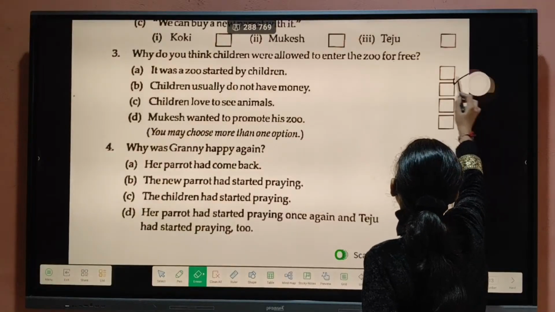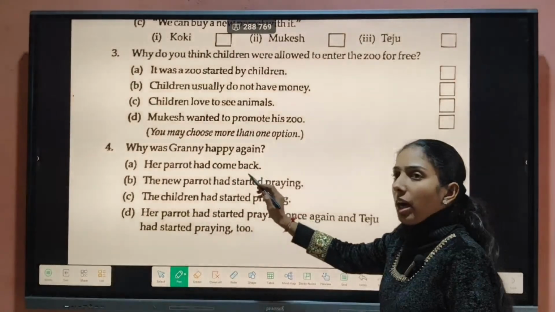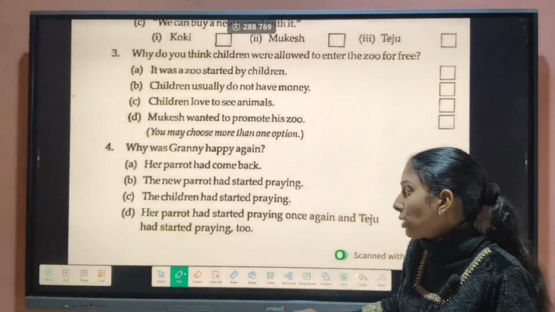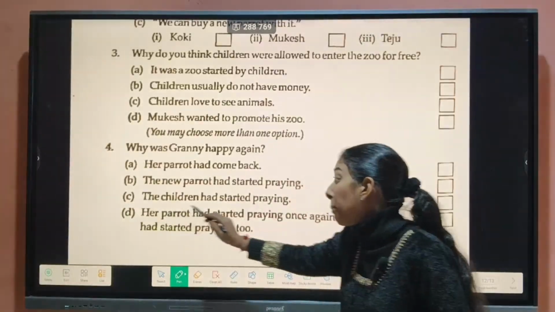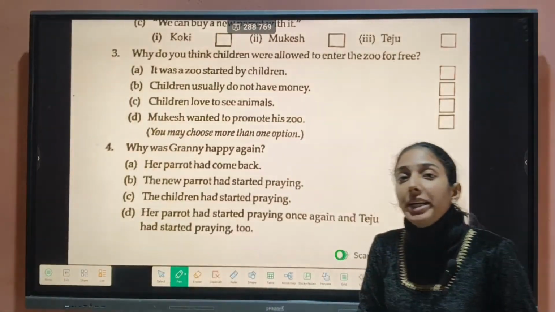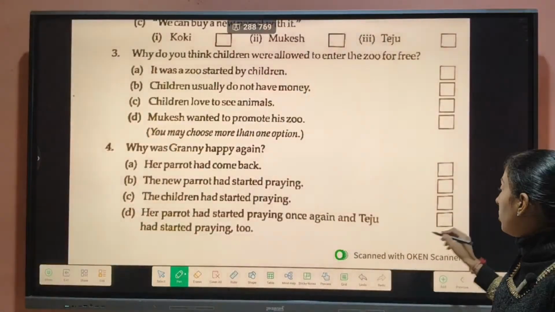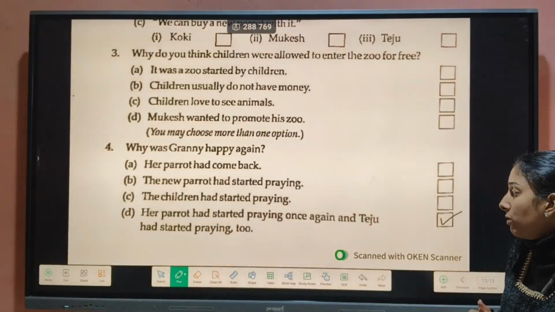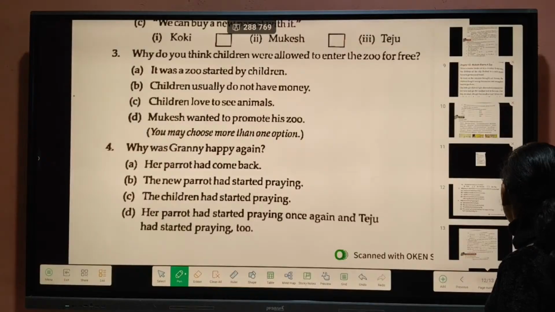Next, beta, why was Granny happy again? Because her parrot had come back? The new parrot had started praying? The children had started praying? Or her parrot had started praying once again and Teju had started praying too. Why was she happy? Because the parrot was praying and Teju had also started praying each morning. So that is why she was happy. So option D is the correct one.